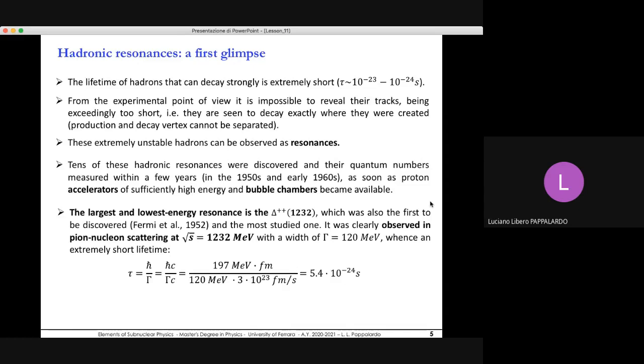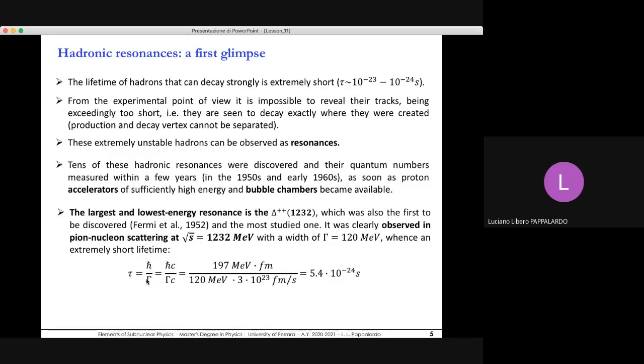The largest and the lowest energy resonance is the Delta++ 1232, where this number is the value of the mass of this hadron in MeV. This was also the first to be discovered. It was discovered by Fermi and collaborators in 1952, and it's also essentially the most studied one. It is a huge resonance. You can create it already at low energy, and you can study it very carefully and very precisely. It was clearly observed in pion-nucleon scattering at a center of mass energy of the order of the mass of this object, of course, and with a decay width of 120 MeV.